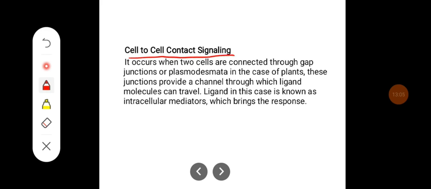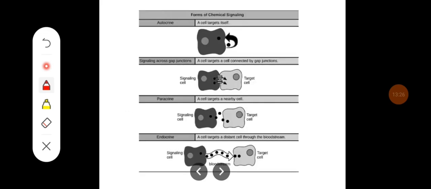Then cell-to-cell contact signaling. It occurs when two cells are connected through gap junctions, or plasmodesmata in the case of plants. These junctions provide a channel through which ligand molecules can travel. And the ligand in this case is known as intercellular mediators, which bring the response. So these are examples of different modalities of intercellular connection.